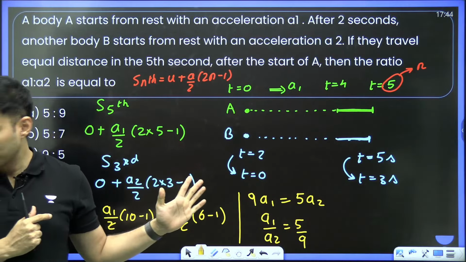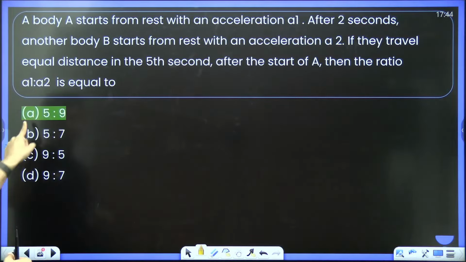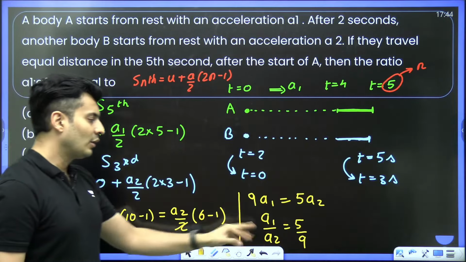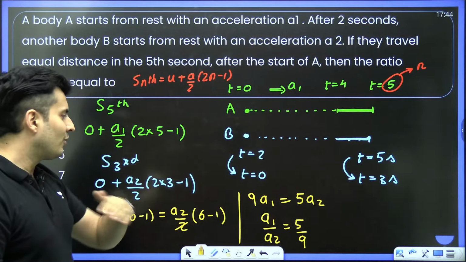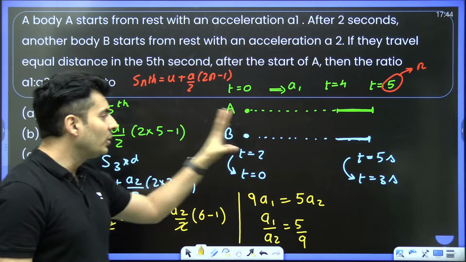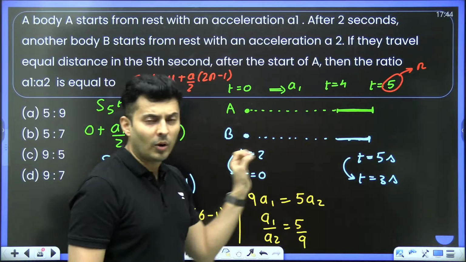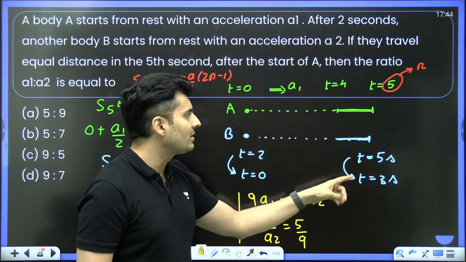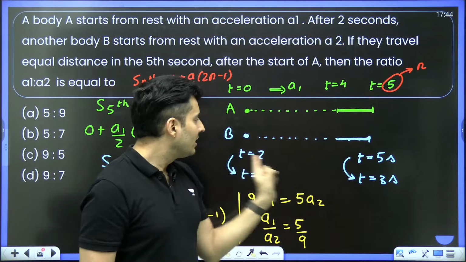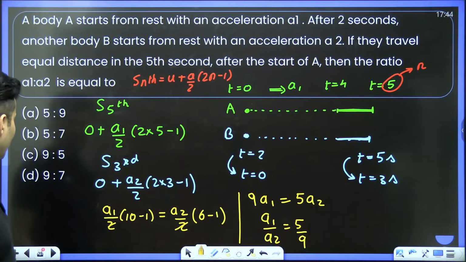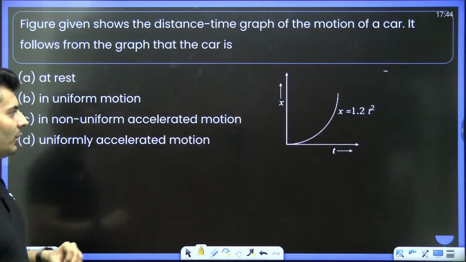Is that clear? Option number A, 5:9. 9:5 is also there if you make a silly mistake. If you find the reverse, you will get 9:5. That will be the wrong answer. So the beauty of this question is understanding that B body has only traveled for 3 seconds. So the 5th second for this guy is technically the 3rd second for B. That's why I have substituted 3 over here. That is the crux of the problem.